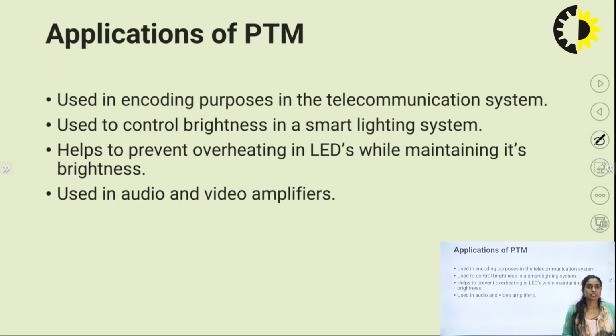What are the applications of pulse time modulation? It is used in encoding purposes in telecommunications. It is widely used, right? It is used to control brightness in a smart lighting system, which is great. It helps to prevent overheating of LEDs when maintaining the brightness, which is also a very good feature, right? It is used in audio and video amplifiers.